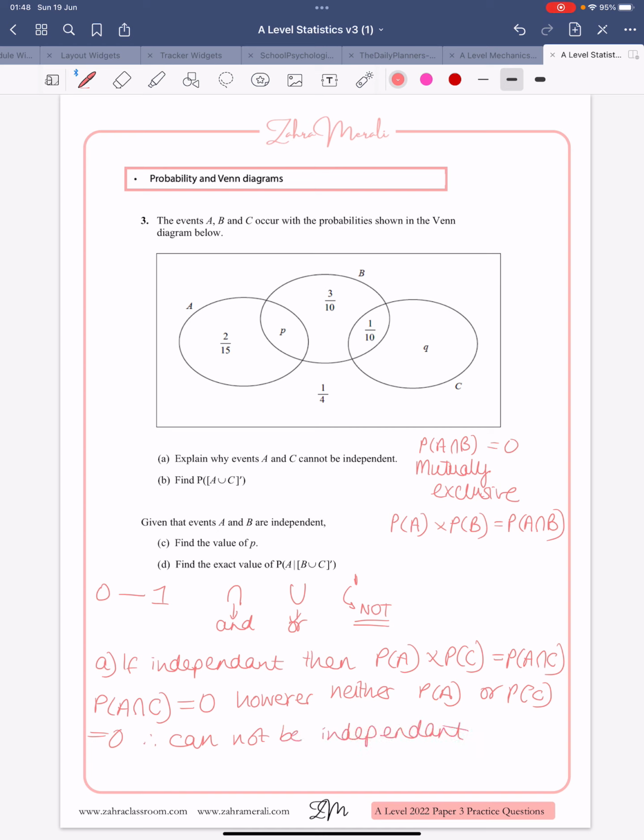Okay. For part B, we've got A or C and then not. So first of all, we identify our A or C, so everything in A and everything in C. And we want the not. So essentially we want the amount that we've not highlighted. So these two together. So we're going to have 3 tenths plus 1/4 to give us 11/20. So it's the amount that's not in A or C.